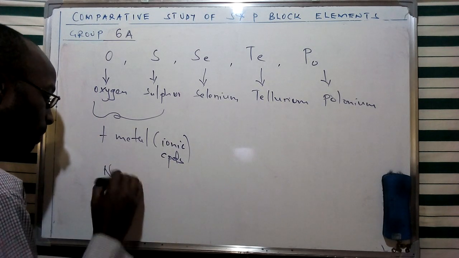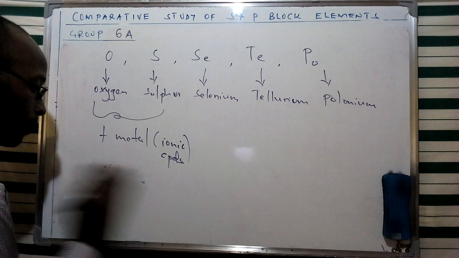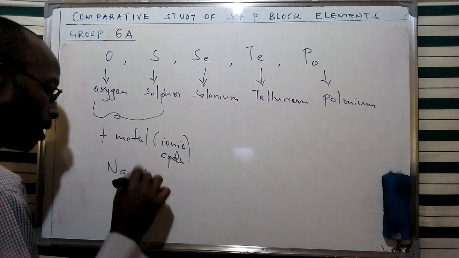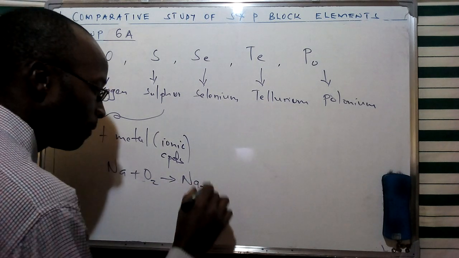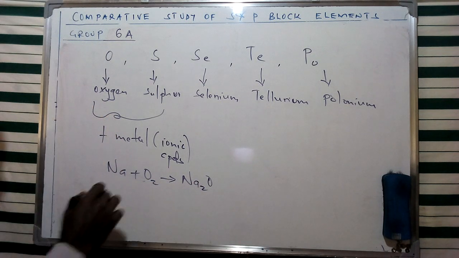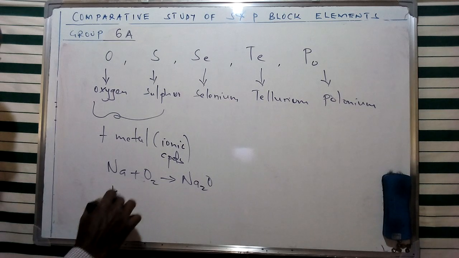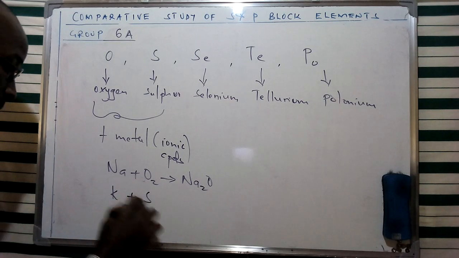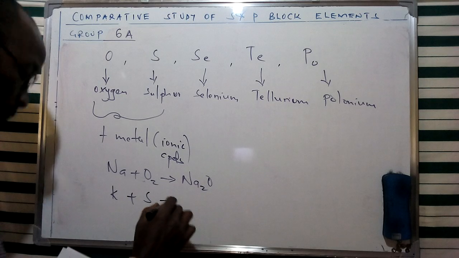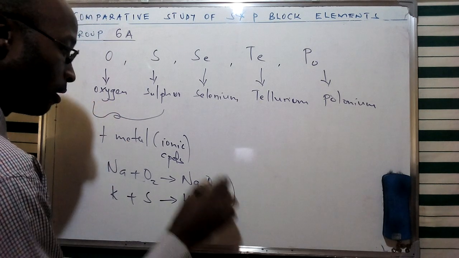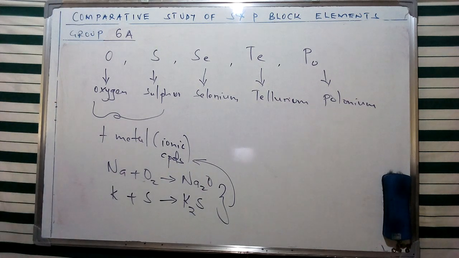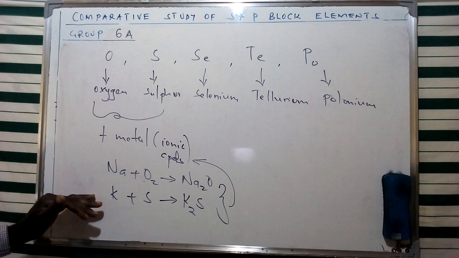If we have sodium reacting with oxygen, this is going to form sodium oxide, which is going to be ionic. We can give another example of a metal reacting with sulfur. This is going to lead to the formation of potassium sulfide, and these two compounds are going to be ionic in nature. So the reaction between oxygen and the first two members, or metals with the first two members of this group, are going to form ionic compounds given as such.